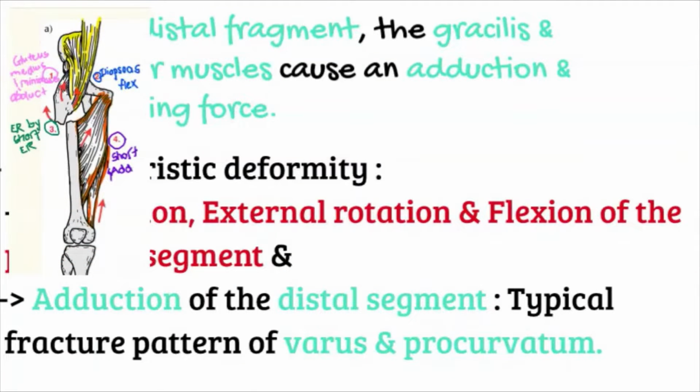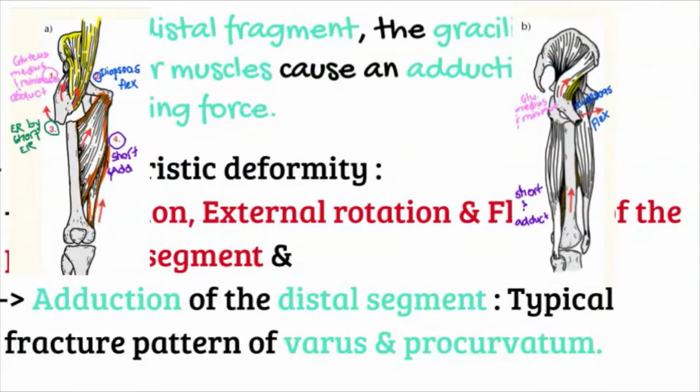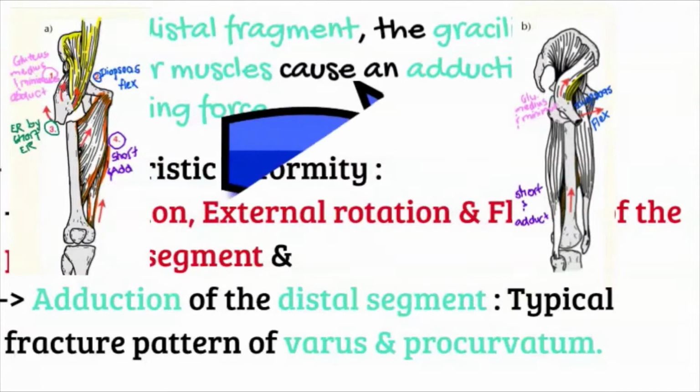This picture illustrates the deforming forces, the red arrows, of the proximal and distal fragments in the coronal plane. The proximal fragment is abducted by the gluteus medius and minimus (1), flexed by the iliopsoas (2), and externally rotated by the short external rotators (3). In the coronal plane, and in the next picture, B, the sagittal plane, the distal fragment is adducted and shortened by the adductors and gracilis.